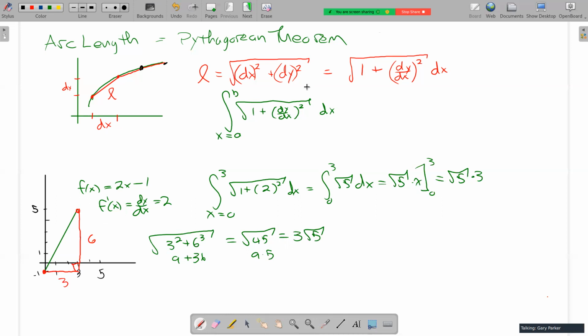And we can apply this to any curve. It doesn't have to be a straight line.